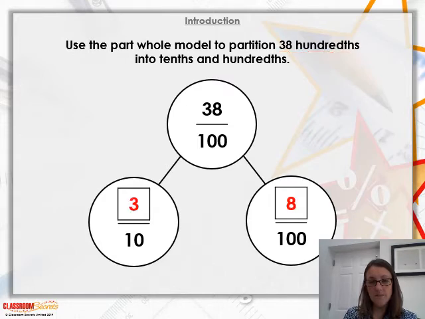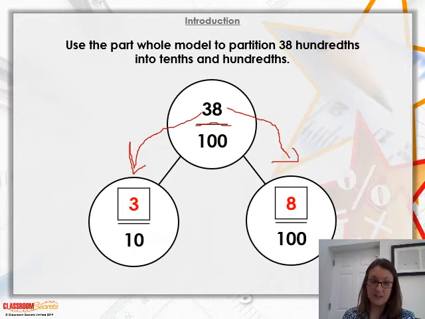And we can see here 38 hundredths. I've actually got 3/10 and 8 hundredths. Okay, if I'm dividing it into tenths and hundredths, so I'm partitioning it up into tenths and hundredths. Okay, let's have a look at the next slide.